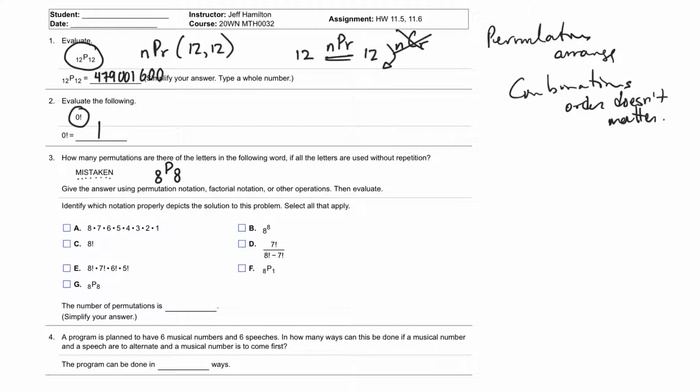So on your calculator, if you go 8, pick 8. Let me do that. 8, pick 8. Go. 40,320. Okay, next question.